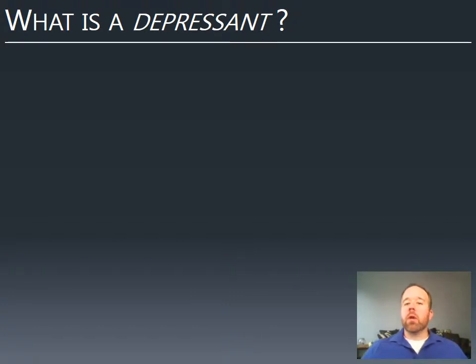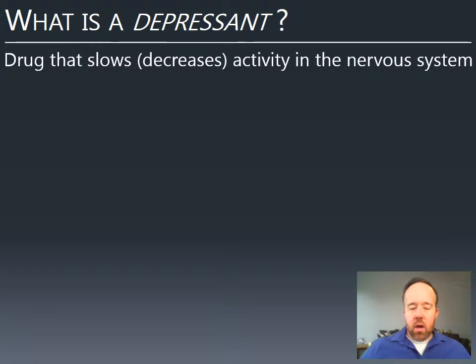Okay, so on to our unit on depressants. First, what is a depressant? A depressant is sort of the opposite of a stimulant. It's a drug your book says slows activity in the nervous system. I think it's more accurate to say that it decreases activity in the nervous system. Action potentials still travel down axons just as fast. They're just less likely because of depressants, for reasons that we'll see in a minute or two.